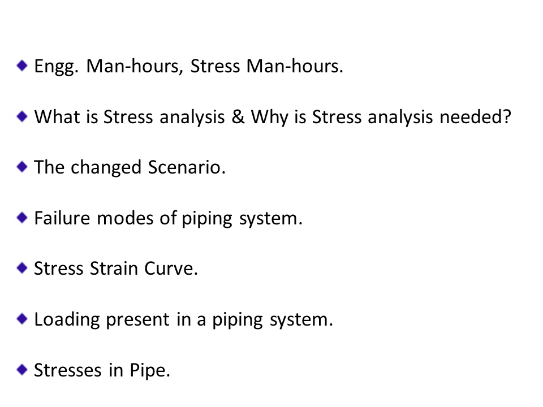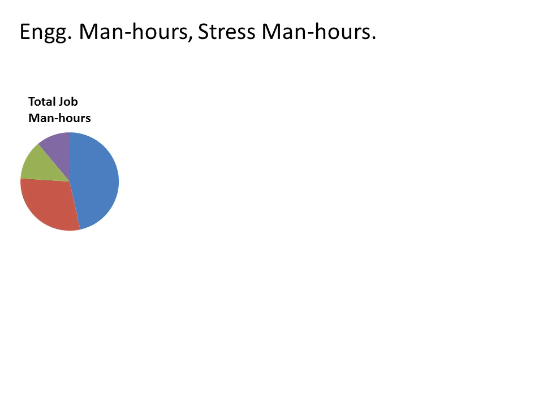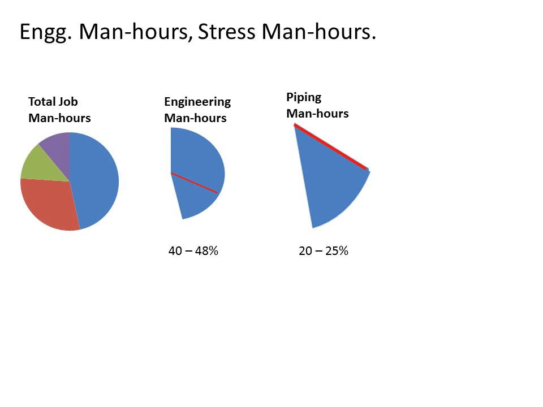So beginning with engineering man-hours. Out of the total job man-hours provided for a particular project, engineering man-hours constitute roughly around 40 to 48% of it, and piping man-hours constitute about 20 to 25% of the allocated engineering man-hours. That is roughly around 1/5 to 1/4 of the allocated engineering man-hours. Stress analysis man-hours is confined to 8 to 12% of the total piping man-hours.